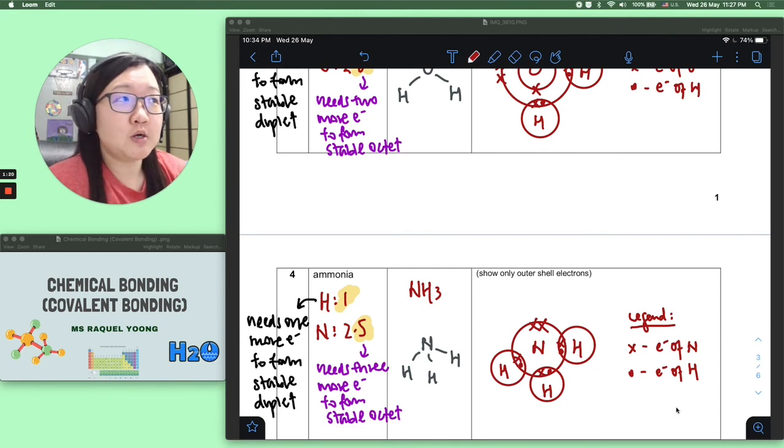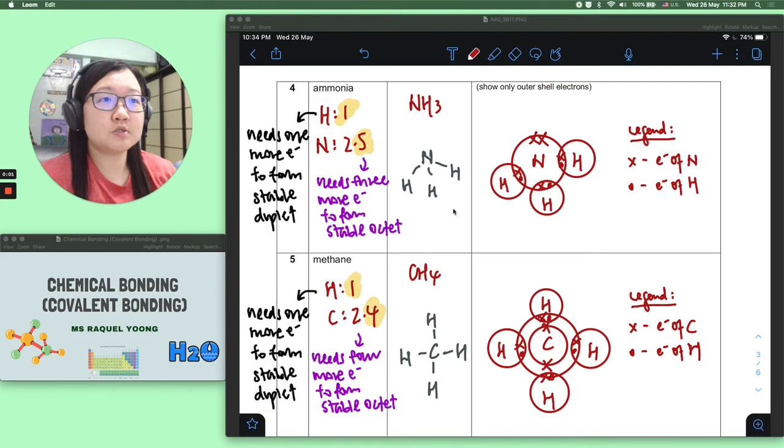At this point, I just want to remind you also that it is a very good habit to include a legend, so that you really remind yourself that you need to use the different symbols, the dot and the cross.